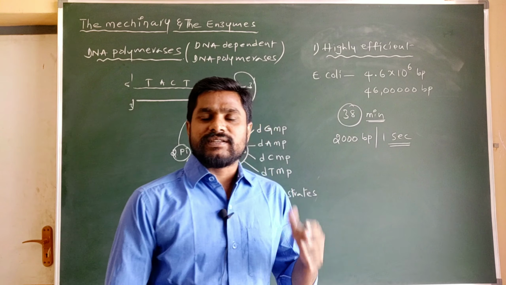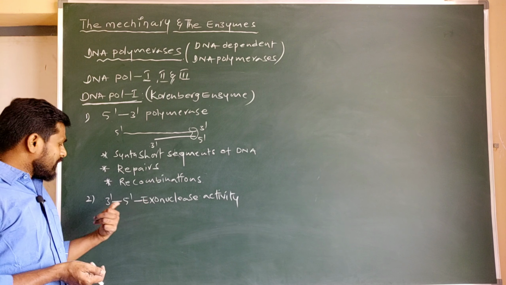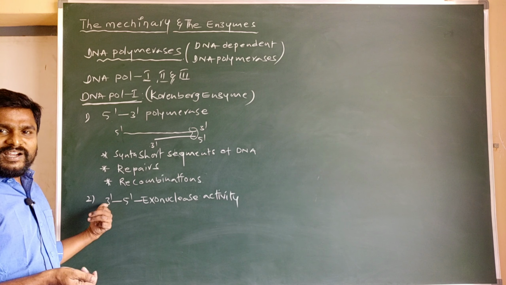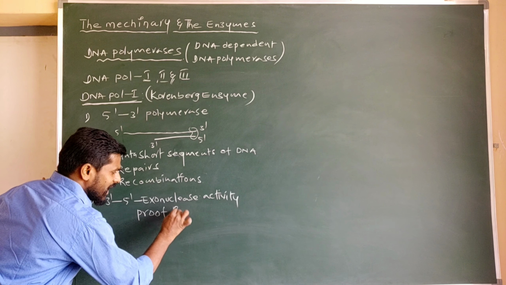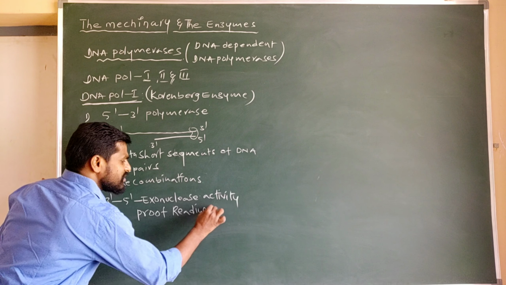Exonuclease activity. Nucleases are nothing but the enzymes which digest nucleic acids. Exonucleases are the nucleases which digest nucleic acids from the terminal ends. This enzyme removes the nucleotides in a nucleic acid from 3' direction to 5' direction. This 3' to 5' exonuclease activity is otherwise called proofreading activity.